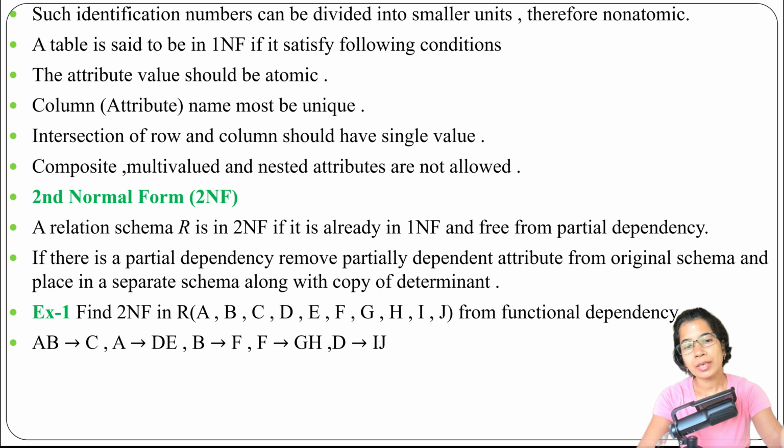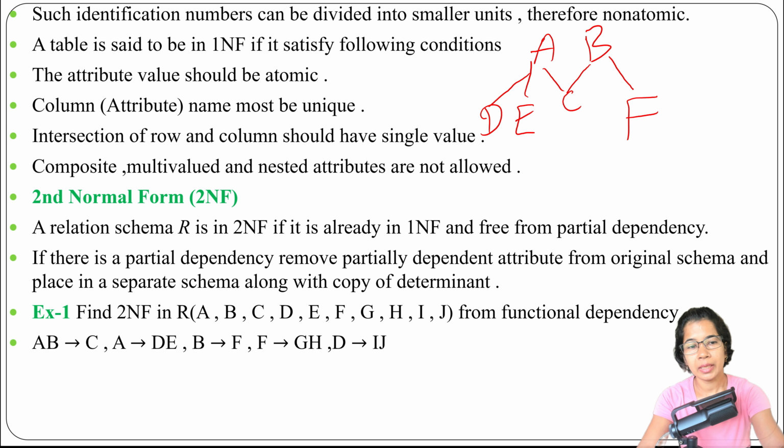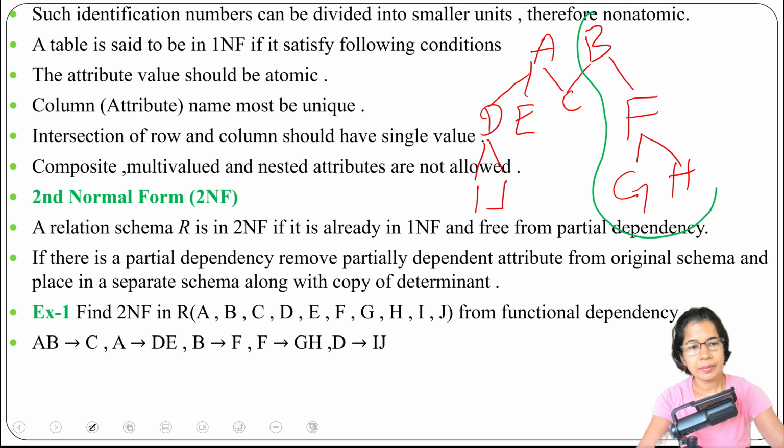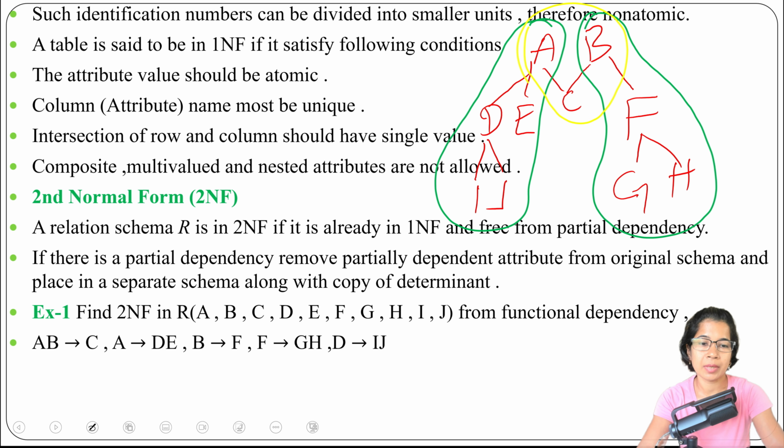For better understanding, we can make a tree-like structure like A, B, C. C is dependent on AB both, then D, E, they are dependent on A, then F is dependent on B, G, H are dependent on F, I, J are dependent on D. So what you can do, B, F, G, H one relation schema, A, D, E, I, J one relation schema, and A, B, C you can make another relation schema.